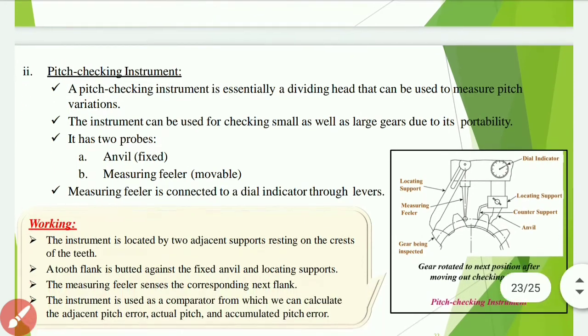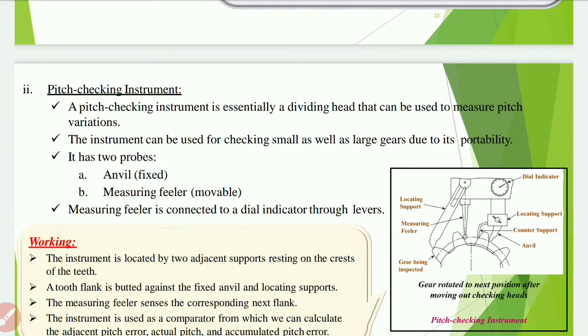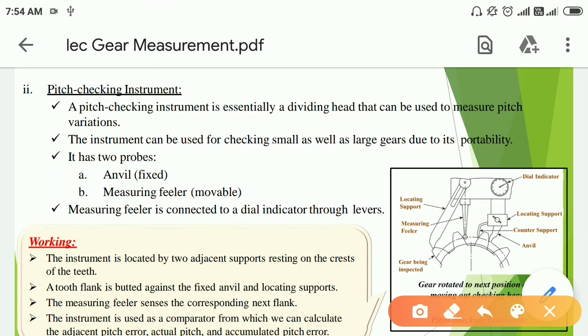Then going to the next, the pitch checking instrument. A pitch checking instrument is essentially a dividing head that can be used to measure pitch variations. The instrument can be used for checking small as well as large gears. Due to its portability, it has two probes, a fixed one known as the anvil and a measuring feeler that is movable, as shown in figure here. This is fixed and this is movable. The measuring feeler is connected to a dial indicator through a lever.